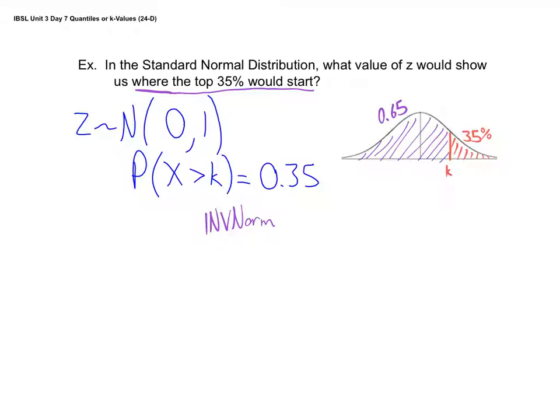But do we have to subtract 1 minus 0.35 or no? Well, yeah, you do. You have to get 0.65. Otherwise, if you did the 0.35, you would actually be finding this value, where 35% is below it. So when they ask on the top, that's when we subtract from 1, right? Yeah. So here, we use 0 and 1, and we'll get our result.